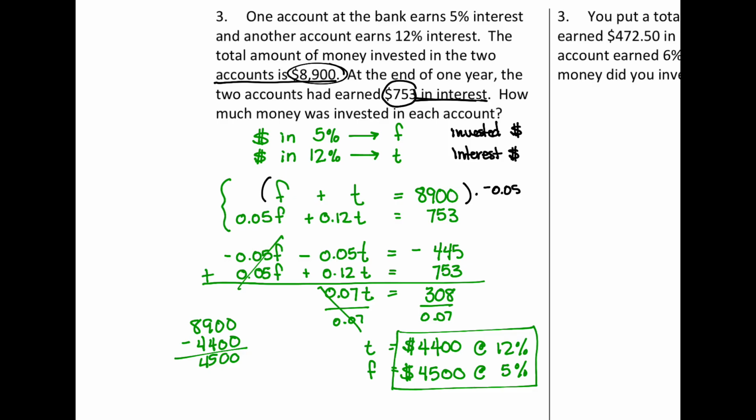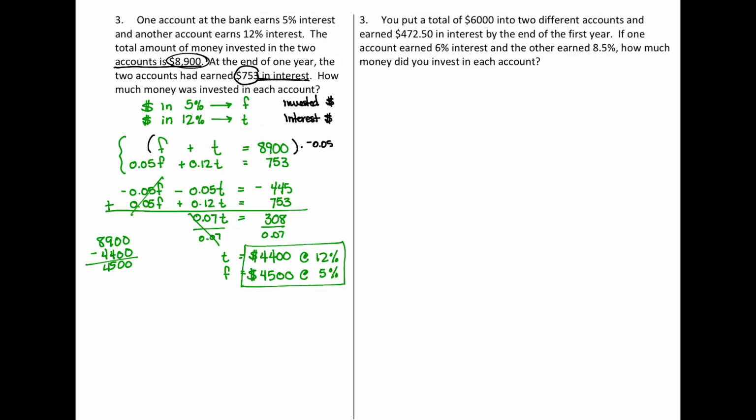Go ahead and try yours. This one's not as easy to find variables for, at least in my opinion. We have 6%, so I could use an S, and 8.5%, which I could use an E. I'm just going to use X and Y. S and E would be totally fine. If you did that, don't change it.